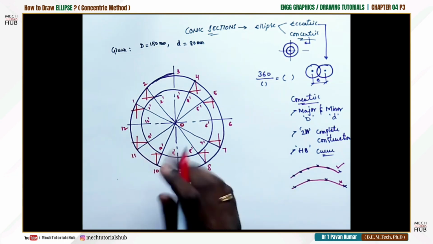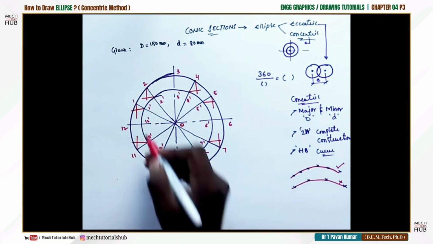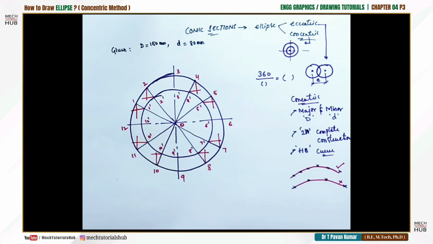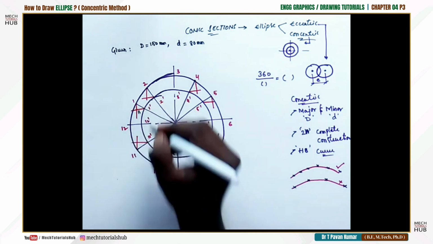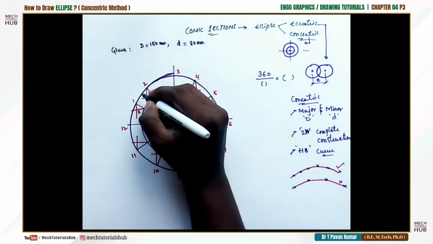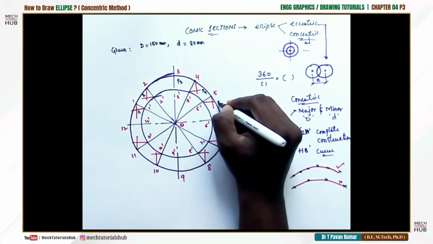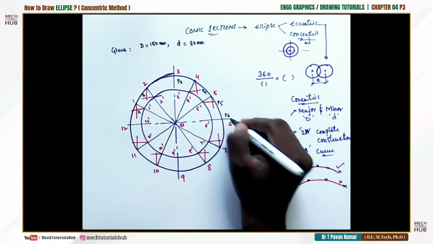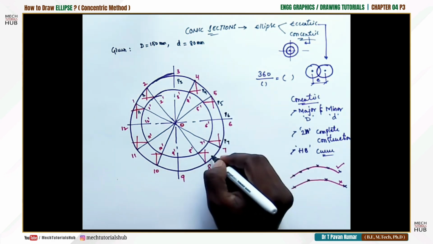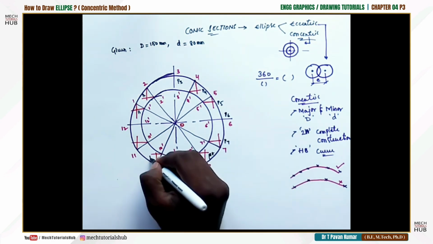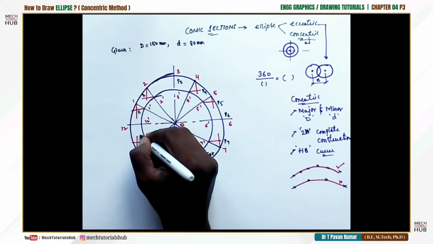Now when I drop this vertical and horizontal, I'll get one intersection. Let us consider that intersection as P1. If that is P1, next is going to be P2. Similarly P3, P4, P5, you'll get P6. P7, P8, P9. Likewise, you'll get all the intersection points.